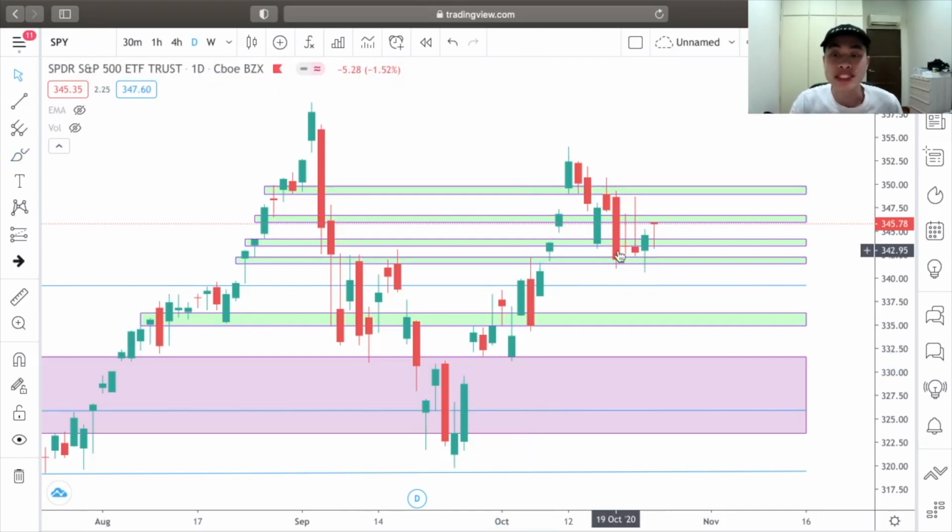So we'll begin with this candlestick over here, which was on Monday. So on Monday we had a very long bearish candlestick. We opened at around 348.54 and closed at around 342. So prices declined quite substantially on Monday. However, this strong bearish momentum did not continue.